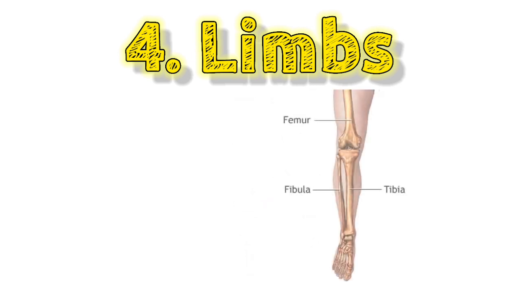The bones of the legs are joined to the spine by the hip girdle. Our upper leg has one bone called femur or thigh bone. It is the longest bone in our body. Our lower leg has 2 bones called tibia and fibula.